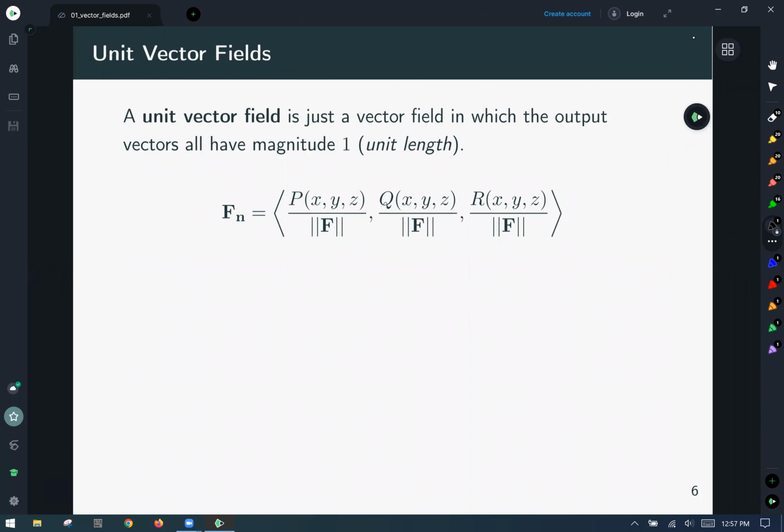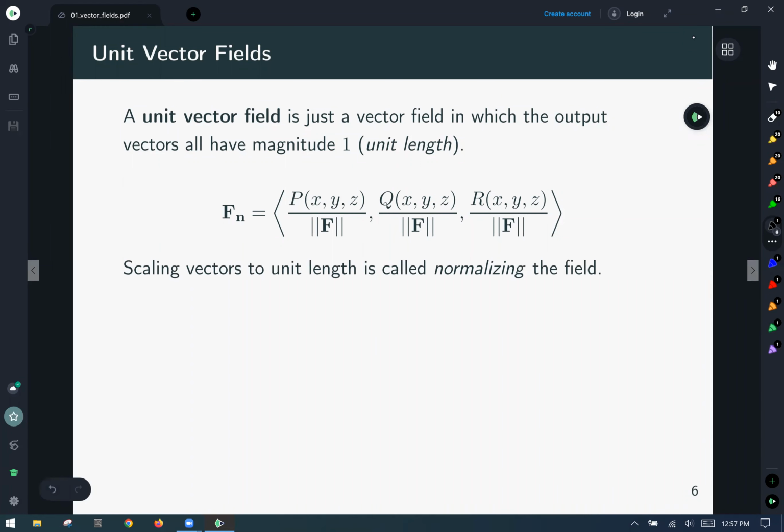So a unit vector field is just a vector field in which the output vectors all have a magnitude of 1. And you can take any field you have and do that by dividing the components by the magnitude of f. This process is called normalizing the field. So then you're just looking at a bunch of unit length vectors.